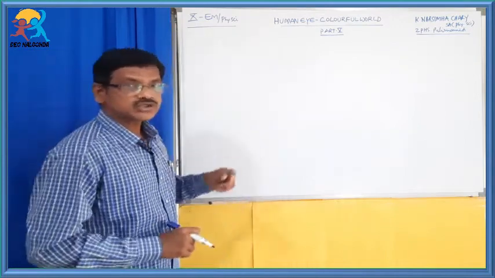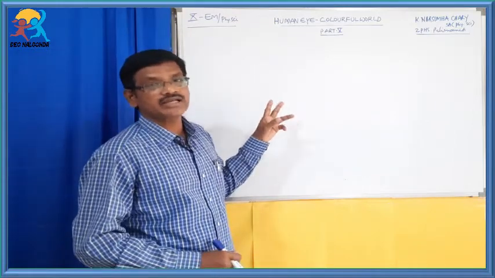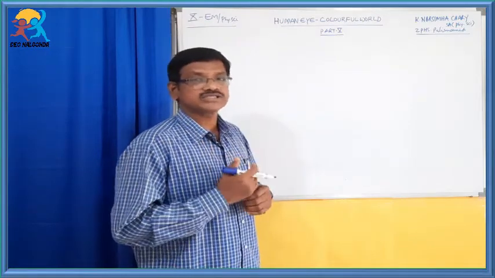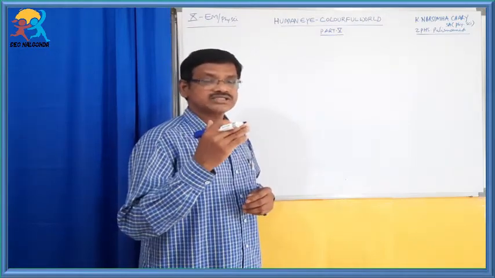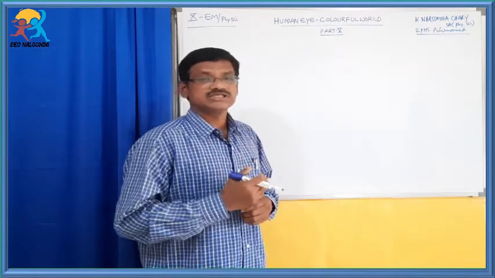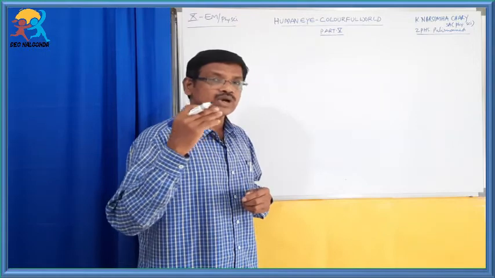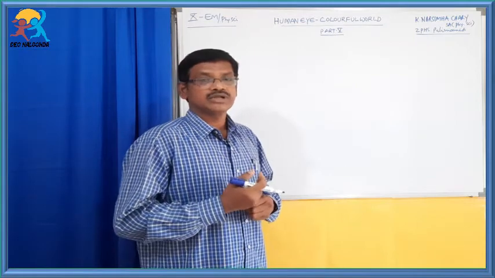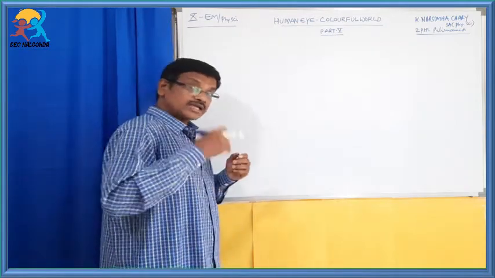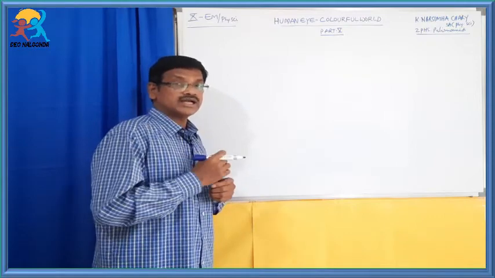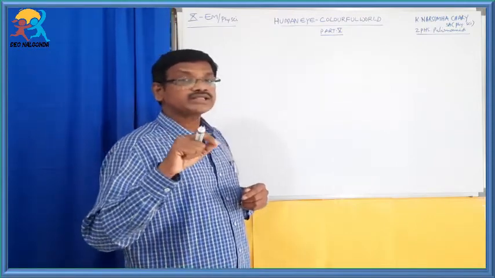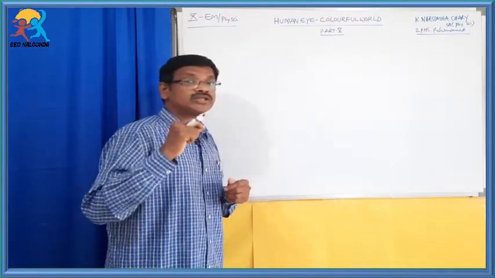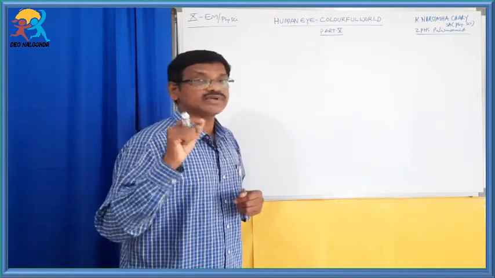Later, we also discussed about the accommodation of eye lens. Accommodation of eye lens is adjustment of focal length by eye lens with the help of ciliary muscles. Ciliary muscles attached to eye lens change the focal length of the eye lens. Now, in the last videos, we learned that maximum focal length of the eye lens is 2.5 centimeters and minimum focal length of the eye lens is 2.27 centimeters.